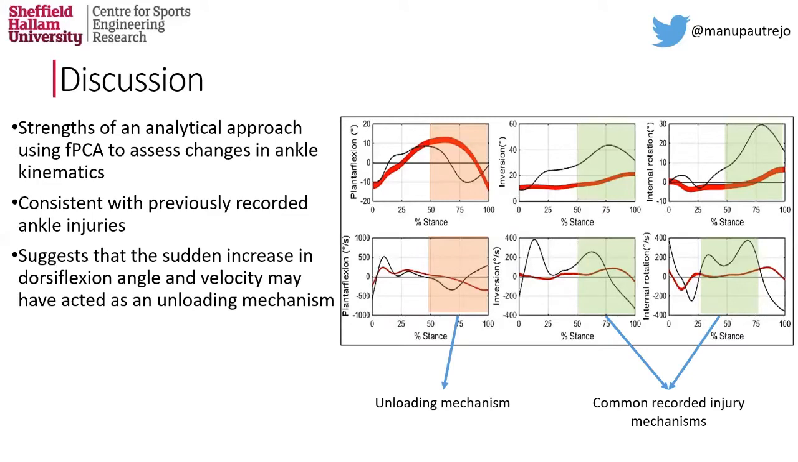This study also shows the strengths of an analytical approach using FPCA to assess changes in ankle kinematics, as previously done in athlete monitoring programs. Ankle angles showed a marked increase in inversion and internal rotation, in accordance with real ankle injuries occurring in the lab. But the only difference is that in this case there was a complete switch to dorsiflexion. This case suggests that the sudden increase in dorsiflexion angle and velocity might have acted as an unloading mechanism, reducing discomfort and preventing the participant from suffering a ligament injury.